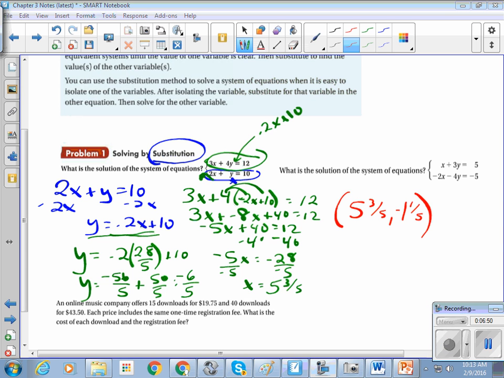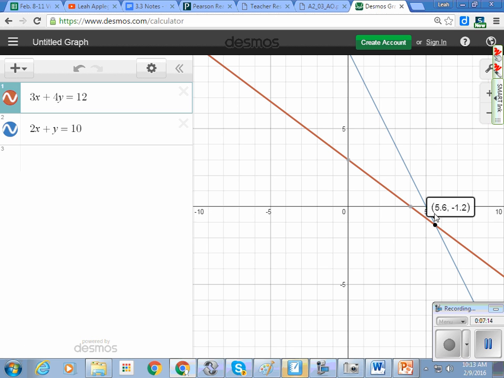All right, so if you're tracking, -56/5 plus 50/5 is -6/5. So my answer is 5 3/5, comma -1 1/5. And you guys can graph this on Desmos just to double check that you're in the ballpark. Look at those two equations. Yeah, we're good there.